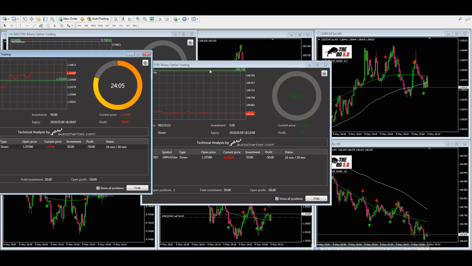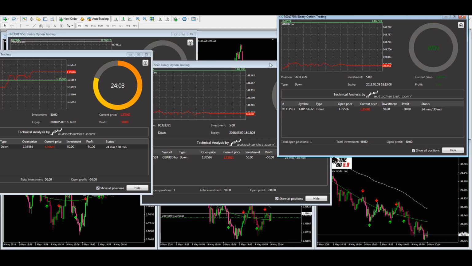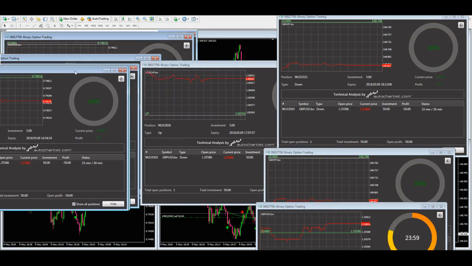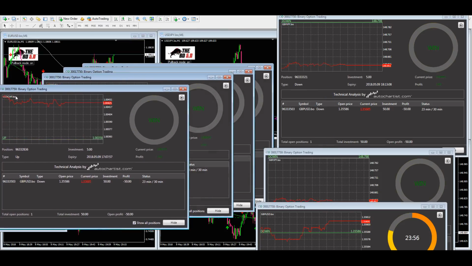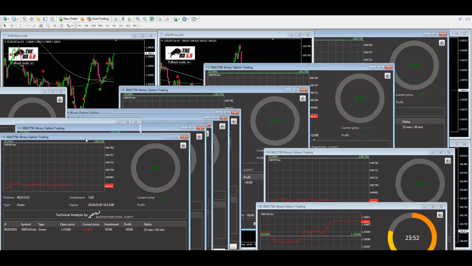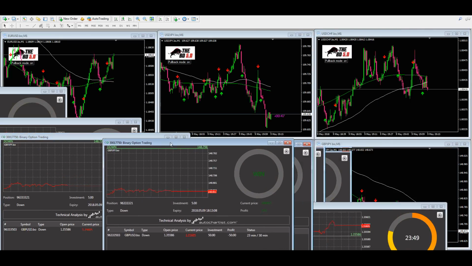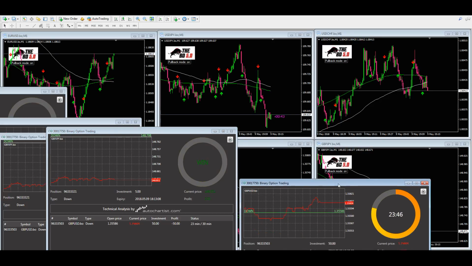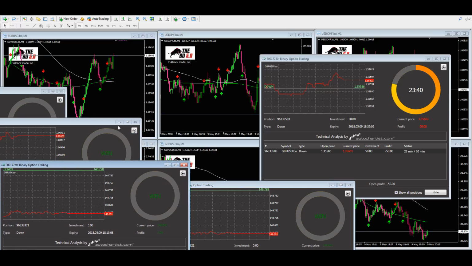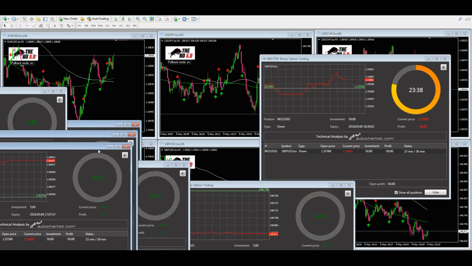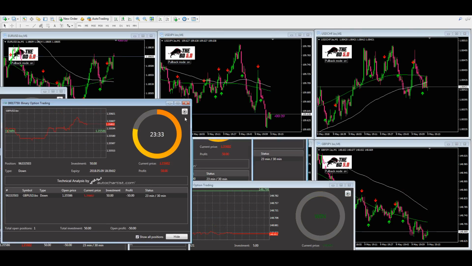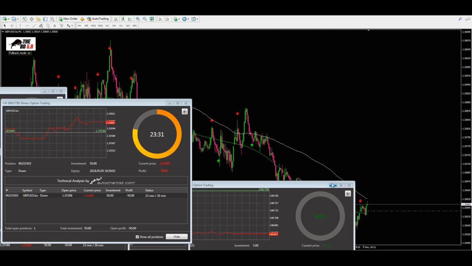So I've just done, I'm going to move these all over here, and you can see we've got one win, 2 wins, 3 wins, 4 wins. And we've got a trade running at the minute. So we've got 1, 2, 3, 4 nice wins. And we've currently got one trade going at the minute, and it's on this signal here.